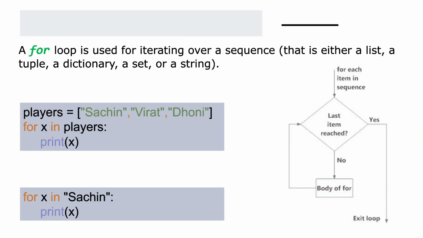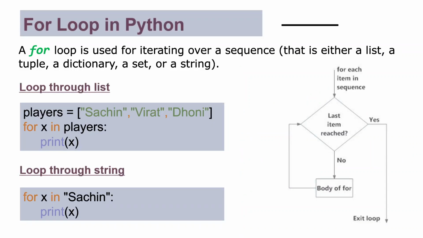Now let's focus on how a for loop works in Python. Looking at the definition, a for loop is used for iterating over a sequence, which is either a list, a tuple, a dictionary, a set, or a string. So if you have a sequence and you want to loop through each and every item in it, you can use a for loop. Say you have a list of 100 elements, a tuple of 10 elements, or a dictionary of 10 key-value pairs. In those situations, if you want to iterate over each and every item present in a sequence, you can use this for loop.